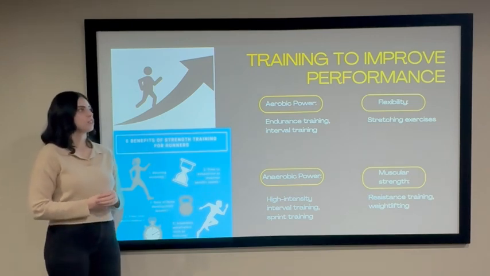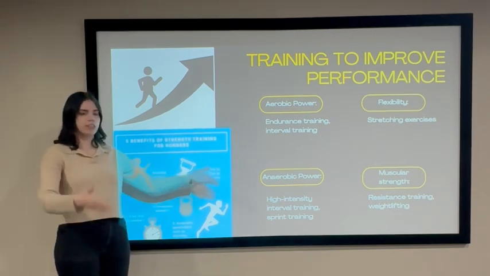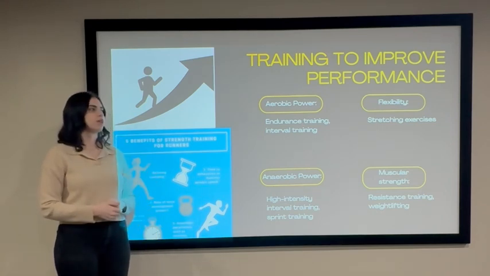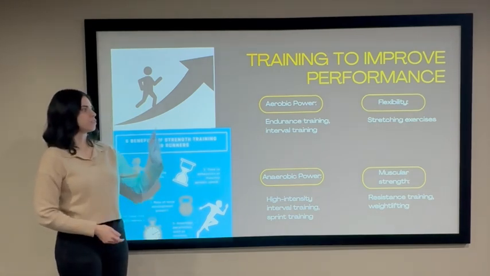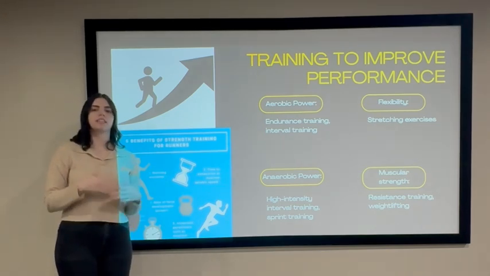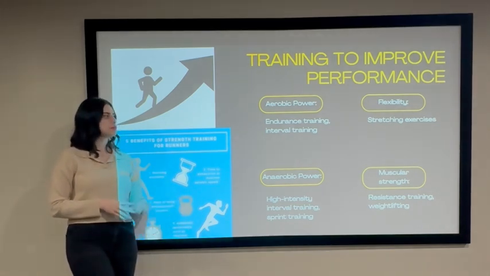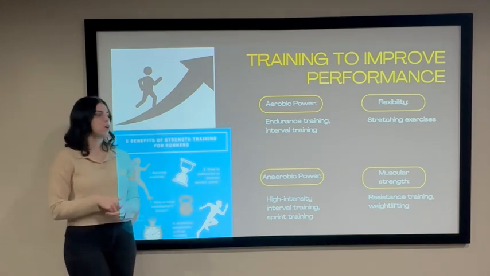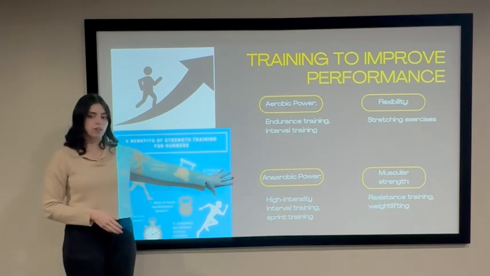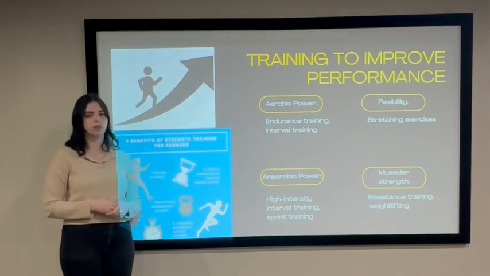that. Okay, so when we talk about training to actually improve our performance, we'll get into these 4 areas that will affect our performance. So first and foremost being aerobic power. The way that we're going to train to improve our aerobic power is going to be primarily endurance training or interval training. Then when we get into anaerobic power, we'll be able to improve that as well.